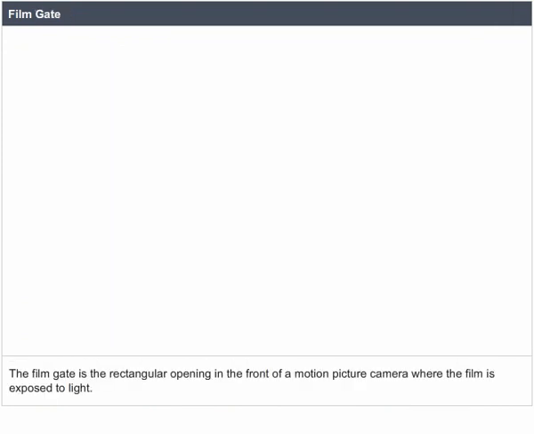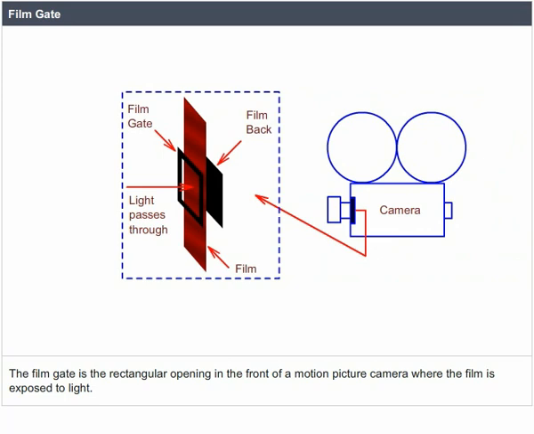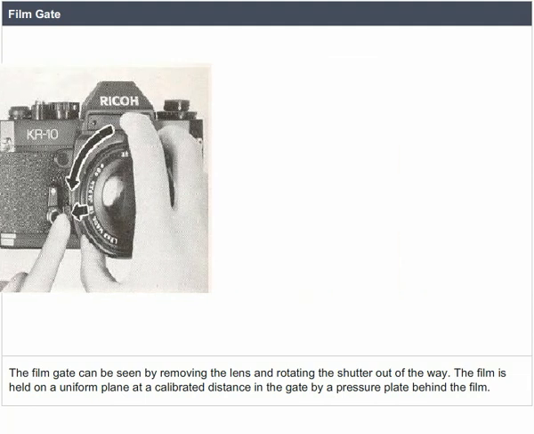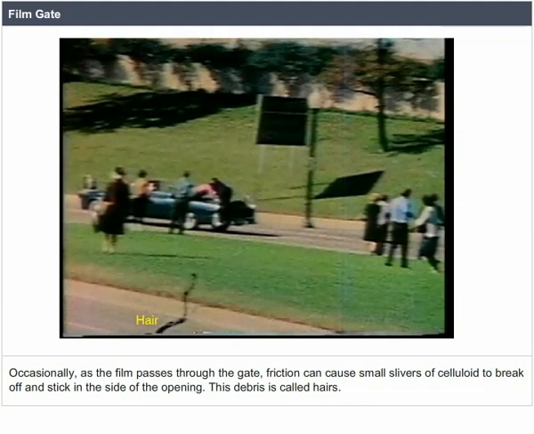Film gate. The film gate is a rectangular opening in the front of a motion picture camera where the film is exposed to light. The film gate can be seen by removing the lens and rotating the shutter out of the way. The film is held on a uniform plane at a calibrated distance in the gate by a pressure plate behind the film. Occasionally, as a film passes through the gate, friction can cause small slivers of celluloid to break off and stick in the side of the opening.